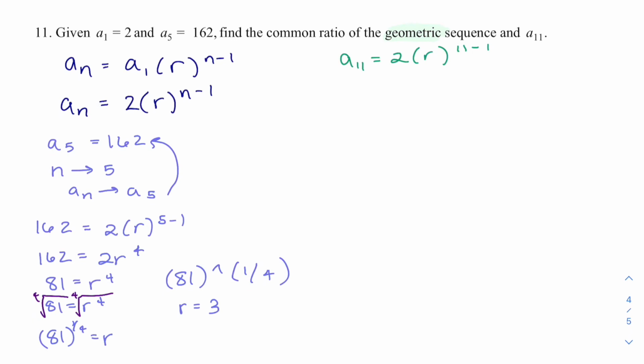My explicit formula is going to be 2 times 3 to the n minus 1. If instead of asking for just the common ratio, I asked for the geometric explicit formula, this is what you would need to give me. You would still have to find the common ratio, but you would need to put it in this form. Now finding A11 is actually possible because I have my r, and it just becomes a calculator problem.